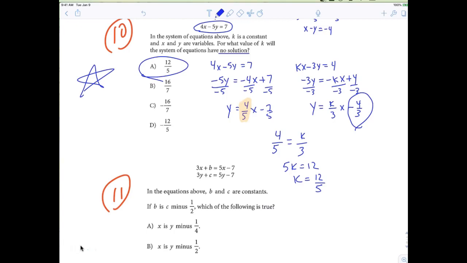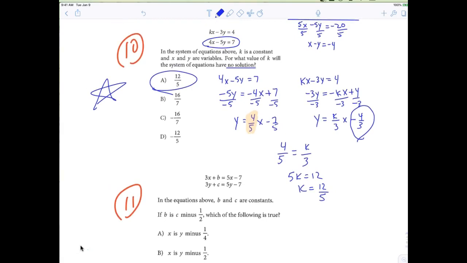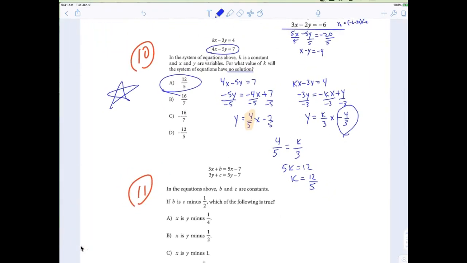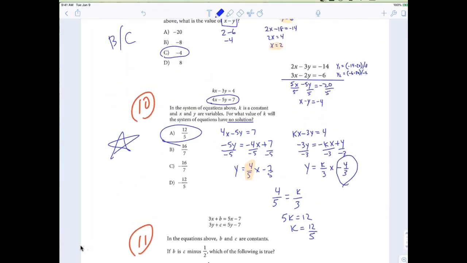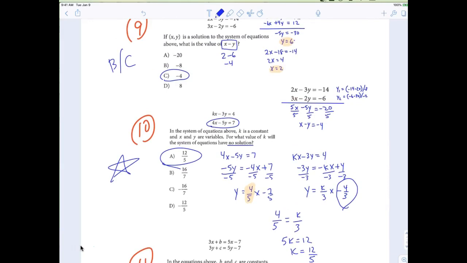Do you think there would be one like this on the test, where you have to figure out what k is? Yes, I'm probably going to put one on there, for sure.